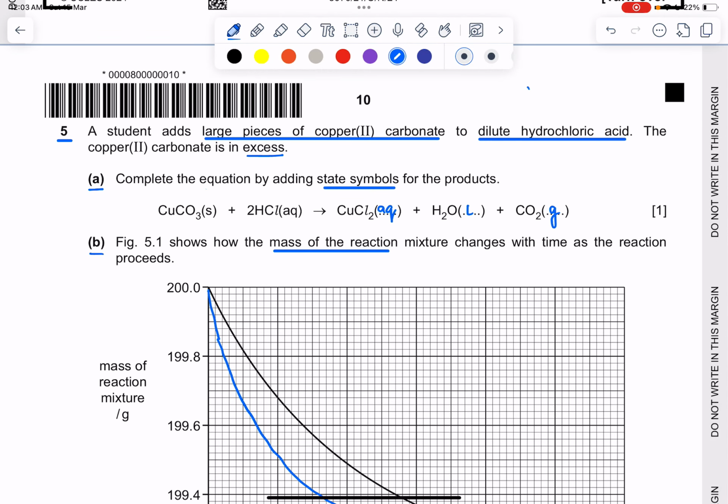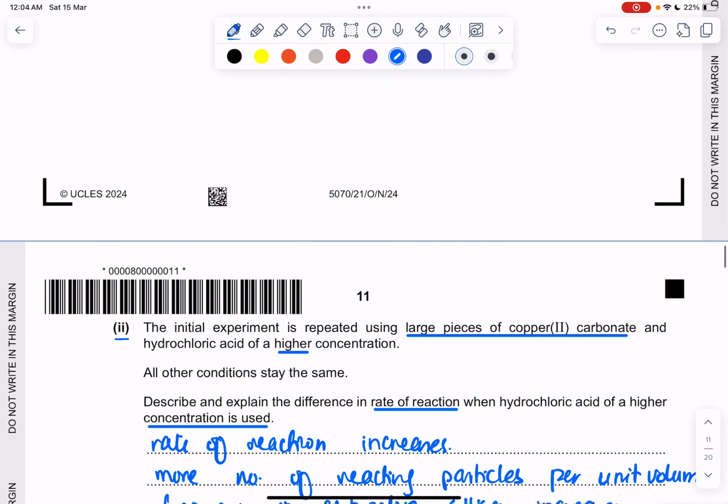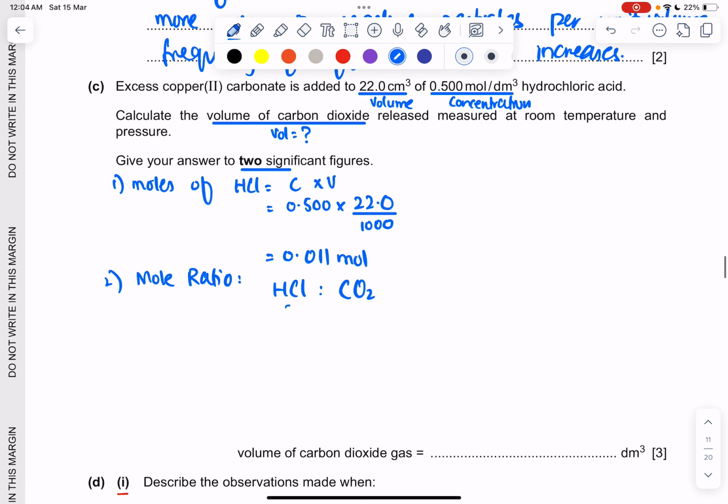So in the above chemical equation, the hydrochloric acid moles are 2 while carbon dioxide is 1. It means the ratio is 2:1. So 2 moles of hydrochloric acid produces 1 mole of carbon dioxide. So if we take 0.011 mole of hydrochloric acid in the lab, how much carbon dioxide is produced?